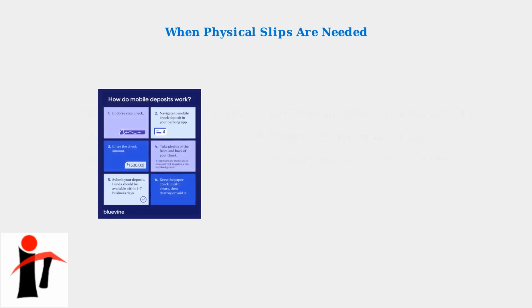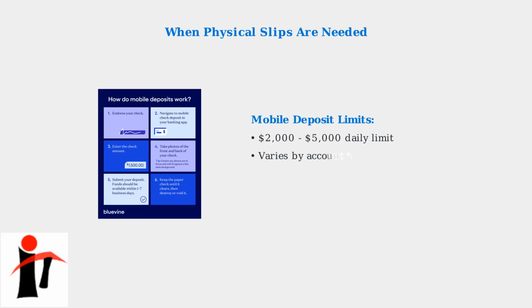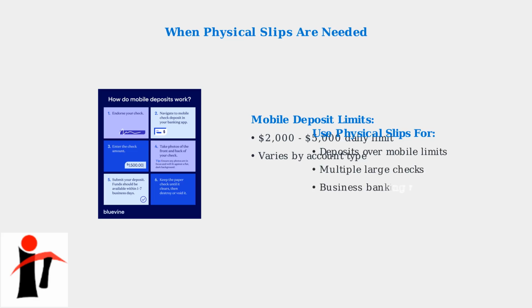Understanding mobile deposit limits helps you decide when physical deposit slips are necessary. Most Chase accounts have daily mobile deposit limits between $2,000 and $5,000. Physical deposit slips become necessary for deposits exceeding your mobile limits, multiple large checks, or when you need immediate access to funds. Business accounts often require physical deposits for larger transactions. By following these step-by-step procedures and best practices, you can ensure accurate, efficient deposit processing, whether using physical slips or mobile deposits.